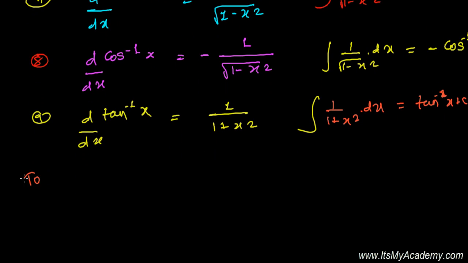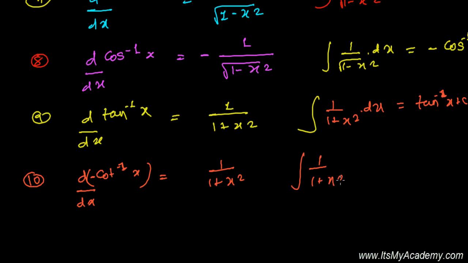And now the 10th one. The derivative of cot inverse of x with respect to x will again be 1 over 1 plus x squared but with a negative sign, or if you want, you can put this minus directly. As you wish. And then the integration of 1 over 1 plus x squared dx will be minus cot inverse of x plus some constant.